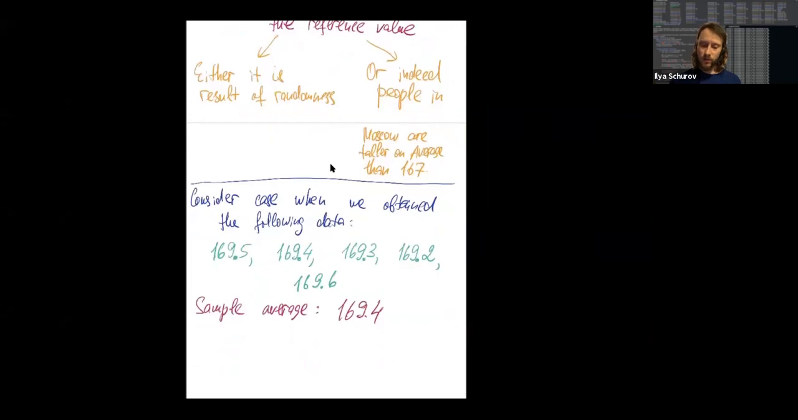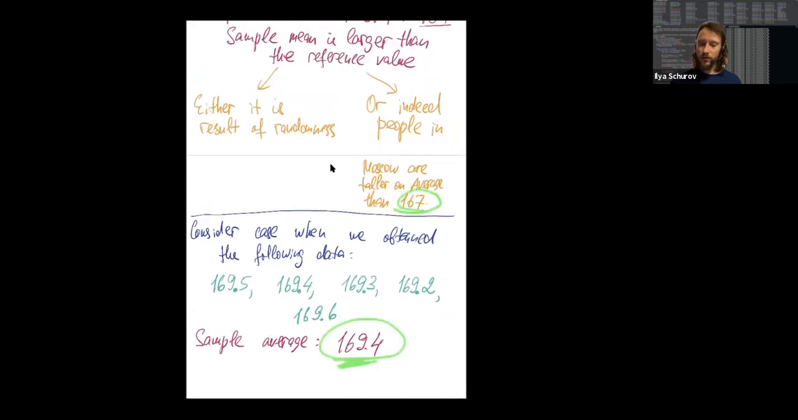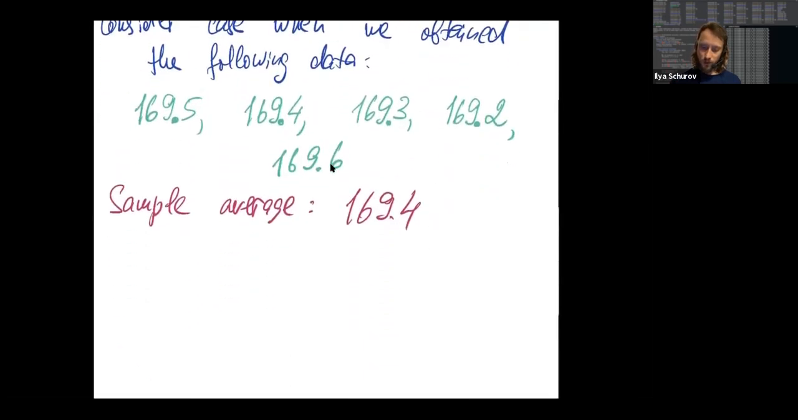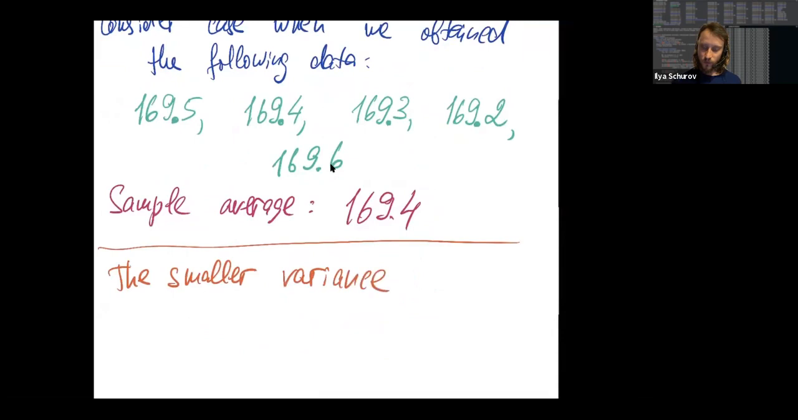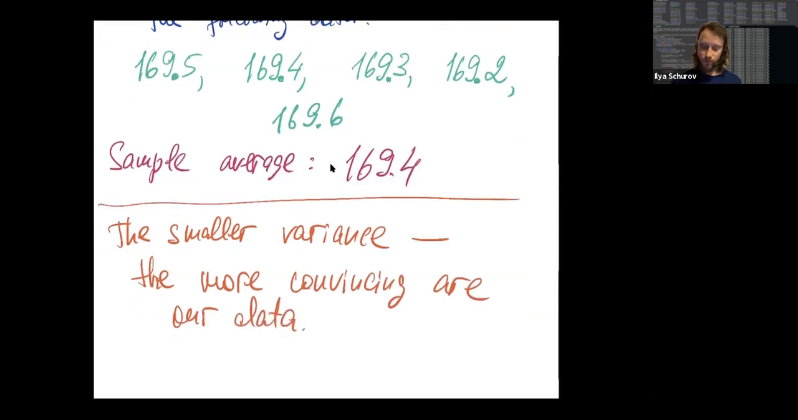So we see that if we have smaller deviance, smaller variance in our data, even the same difference between our sample average and reference value is more convincing, right? So we have this factor: the smaller the variance, the better, the more convincing our data are. So we have to take into account this variance, and we'll do it.